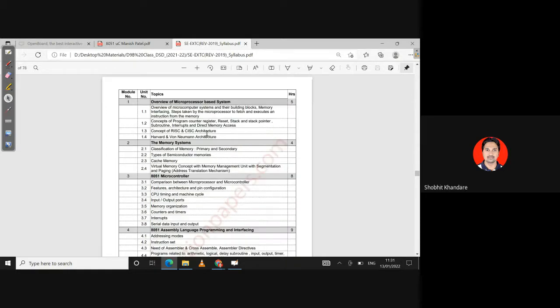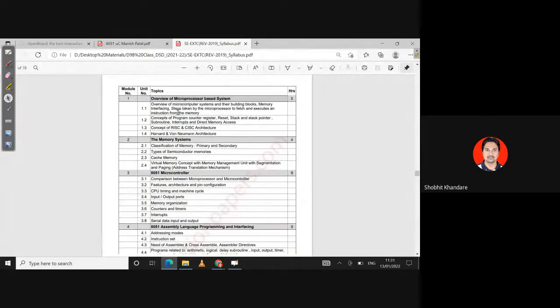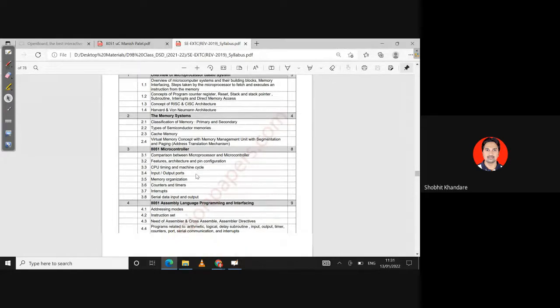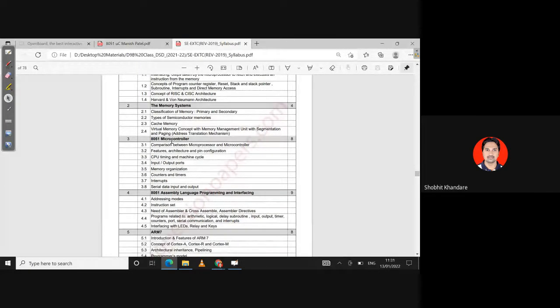ये सब कंपैरिजन में हो सके तो मॉड्यूल नंबर 1 में ही लूंगा. ओके, बिकॉज दिस इज एन ओवरव्यू ऑफ माइक्रोप्रोसेसर. तभी हम देखेंगे कि माइक्रोप्रोसेसर और माइक्रोकंट्रोलर में क्या डिफरेंस है और उसका डिटेल स्टडी हम यहाँ पे भी करने वाले. ओके, इन थर्ड मॉड्यूल.